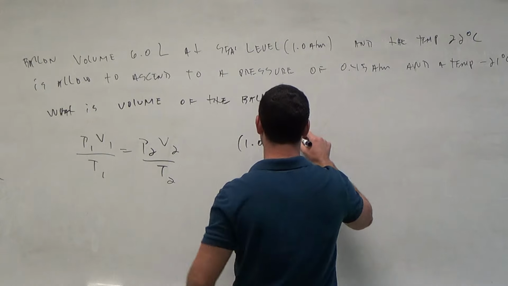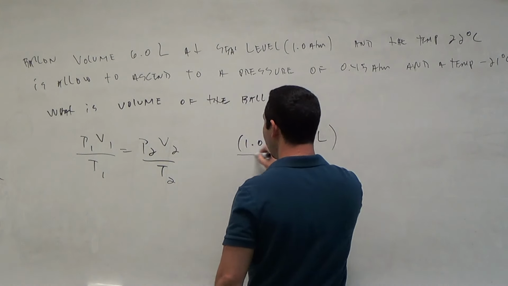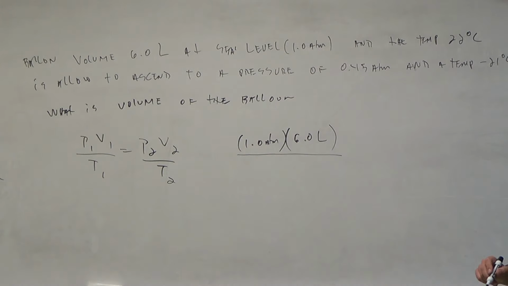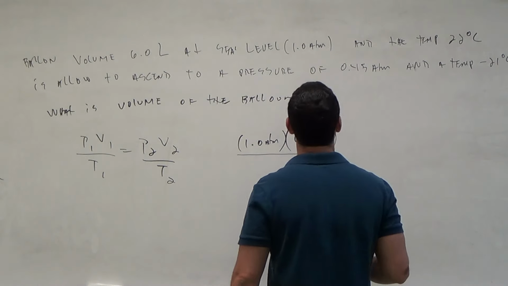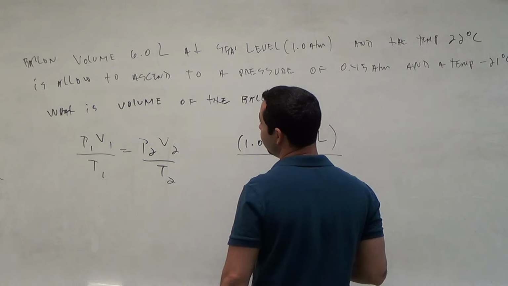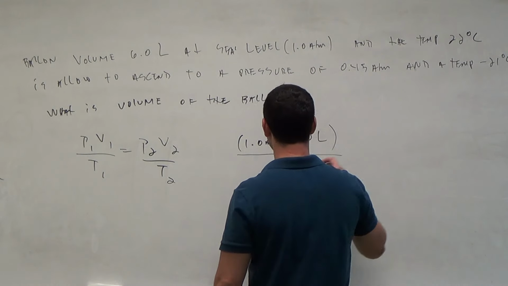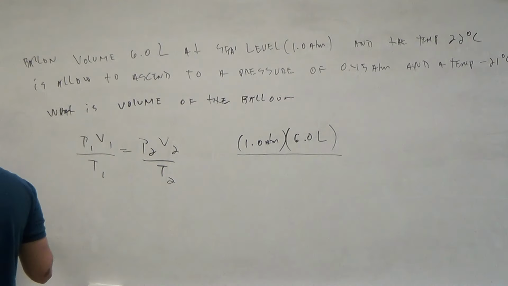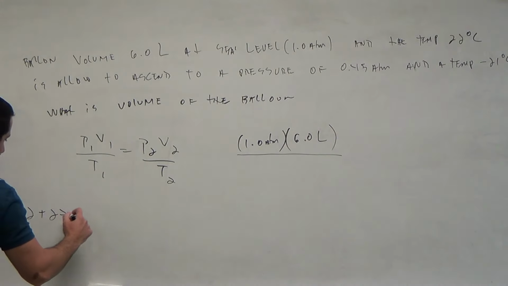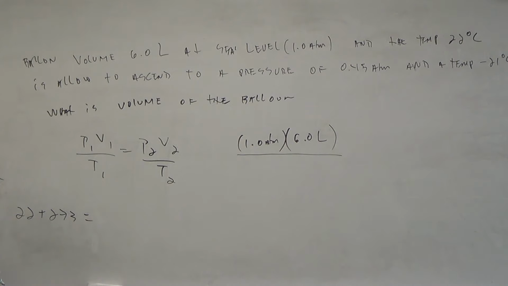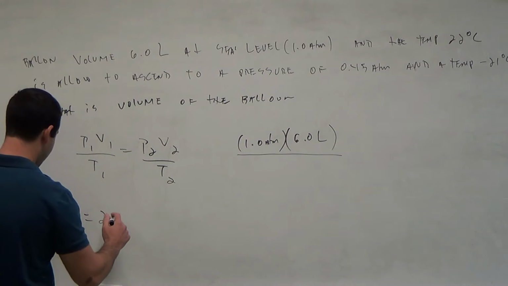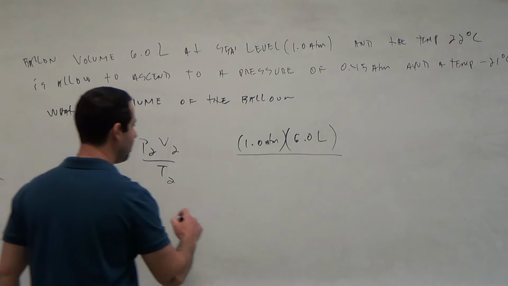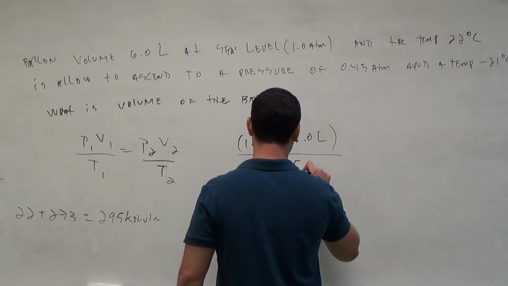What's the volume? 6 liters. This is the balloon going into the sky, okay? When you guys have released balloons into the air, yes? And what's the temperature? It's not 22. I don't even want to put 22 down there. What is it? 22 plus 273 is 295. 295 what? Kelvin. There you go.